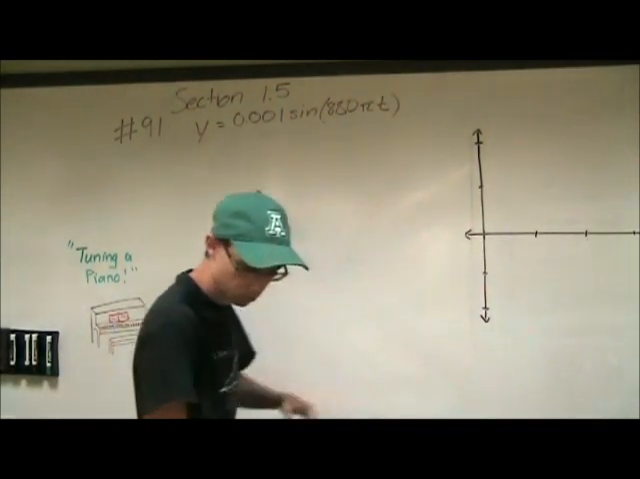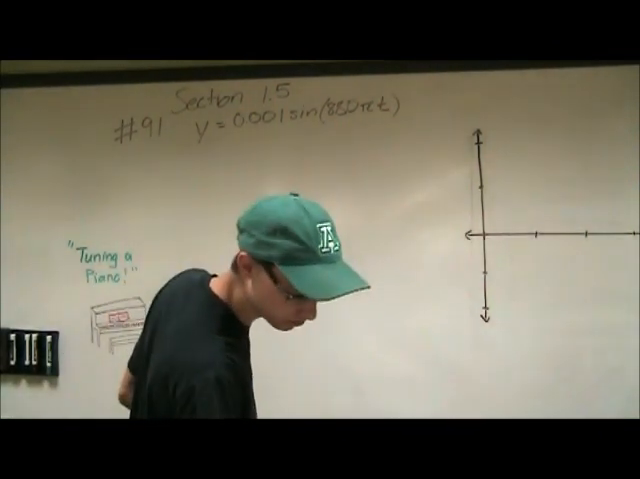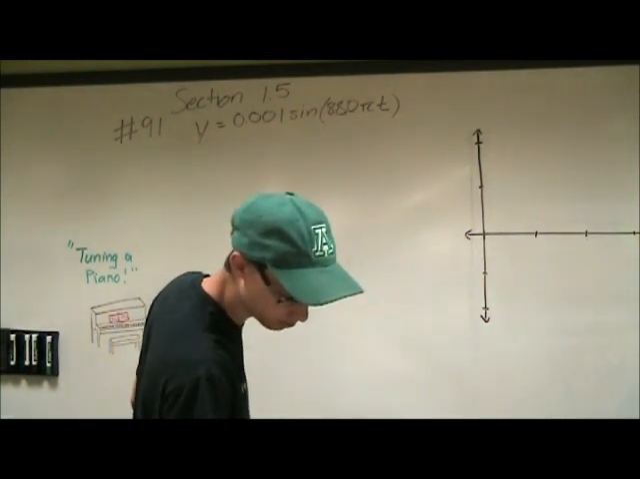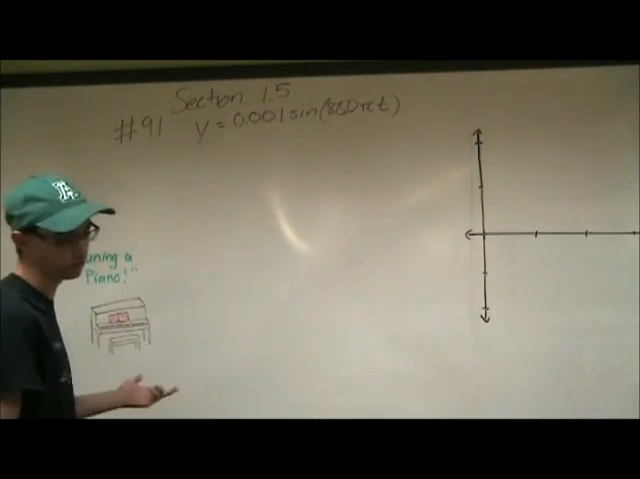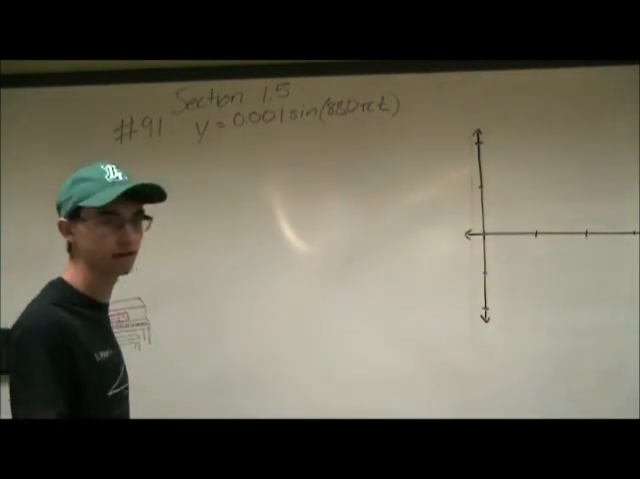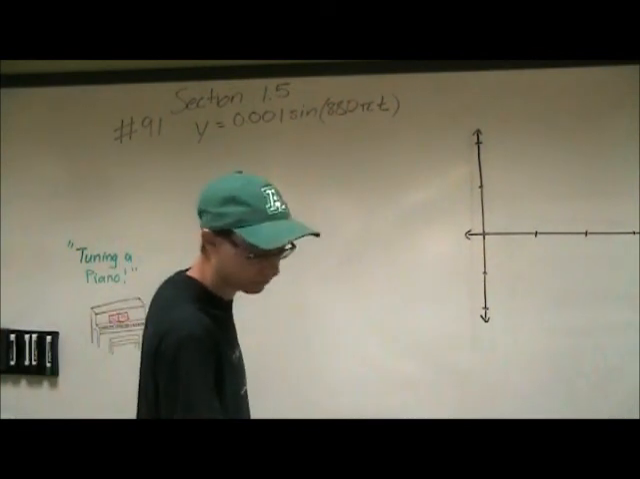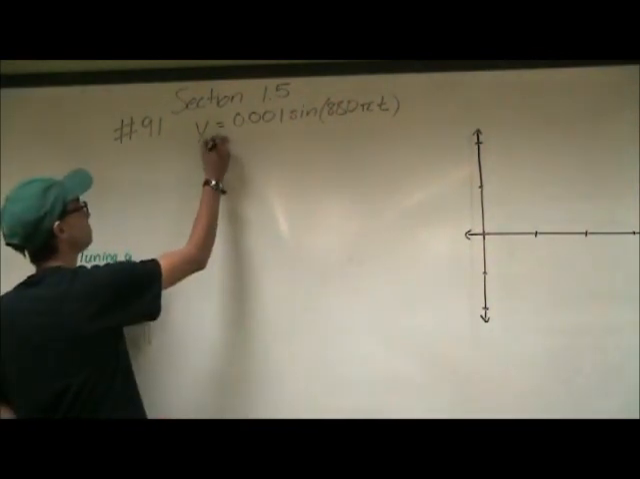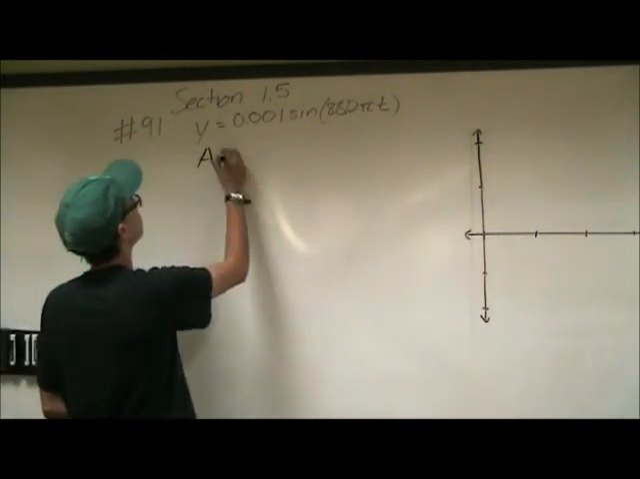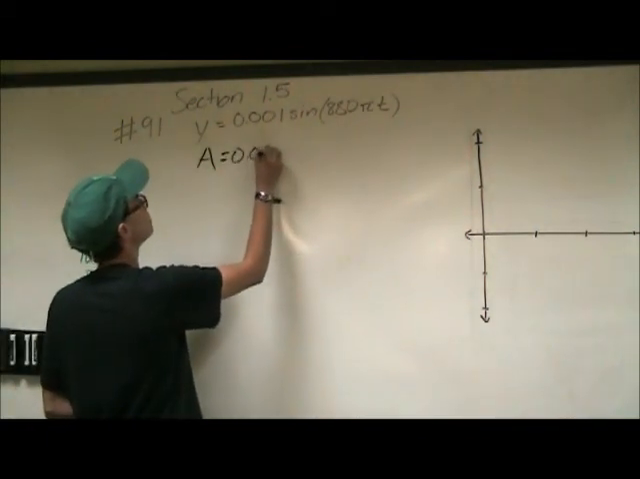So, what we're going to be doing is graphing this, also looking for the frequency and the period, which are pretty easy. So this is a very simplified problem. First off, we know the amplitude because it's just whatever is in front of sine, which equals 0.001.